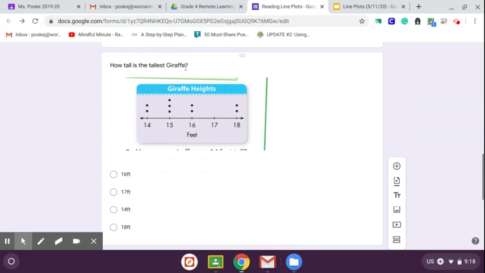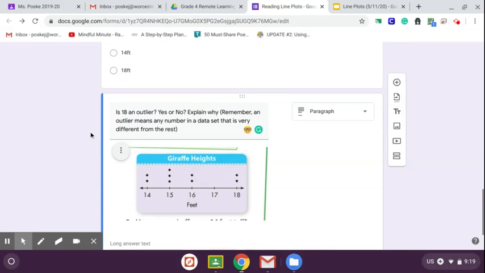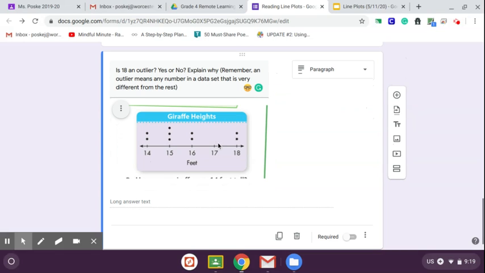How tall is the tallest giraffe? So don't let this trick you. Don't let the number of dots confuse you. It's not always about the dots. It's about the numbers. What is the tallest feet on this chart? Okay, the tallest would mean the most, the biggest. So think about that.